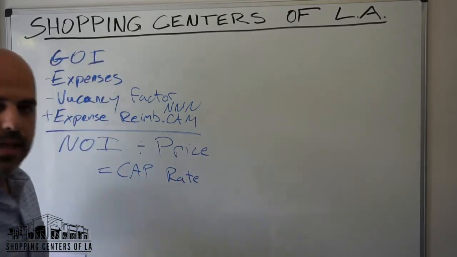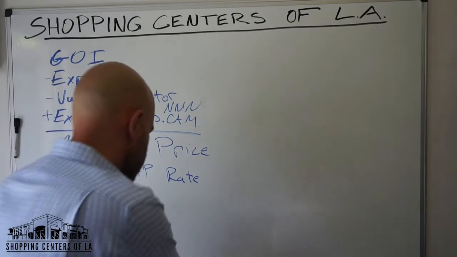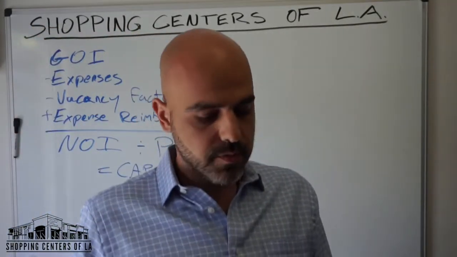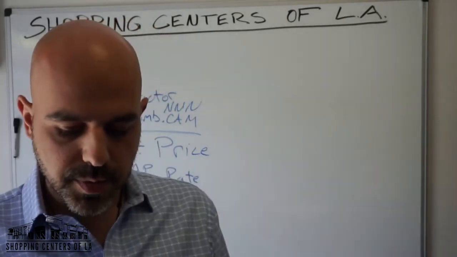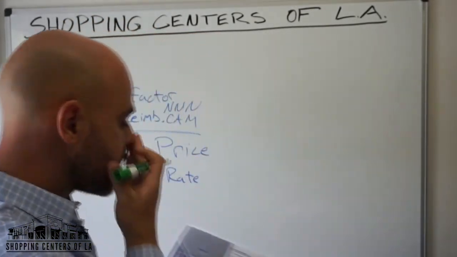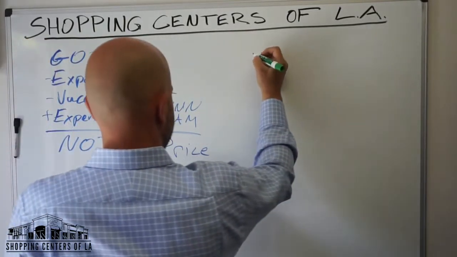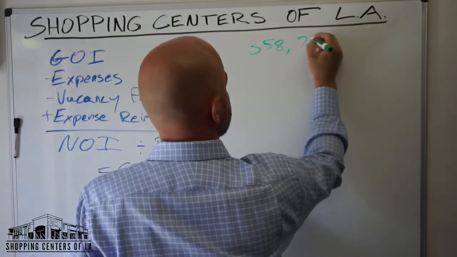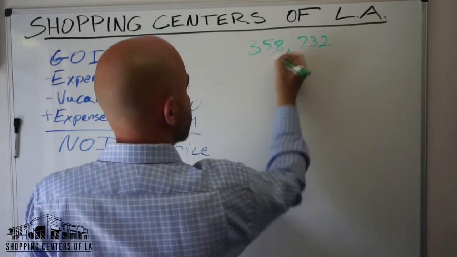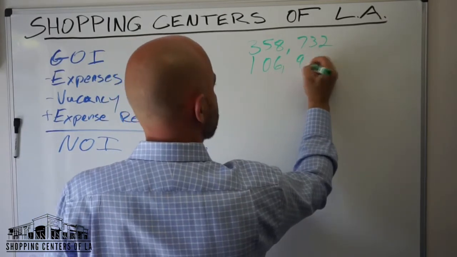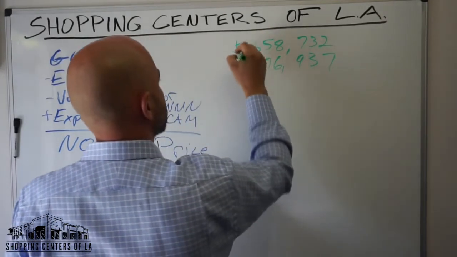And we'll do a real quick example for you, okay? So this is a shopping center that we sold. It was kind of a quick sale, so it was priced really well, really nice cap rate, and we had multiple offers on it. So here's a quick rundown for you guys, okay? Scheduled gross income was $358,732. The expense reimbursement, the CAMs that were being collected, $106,937. All right.